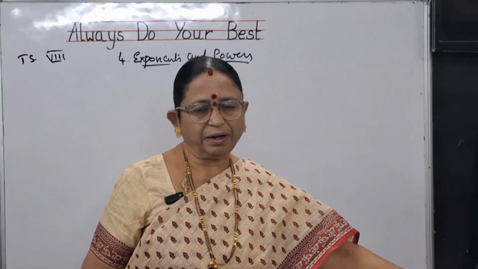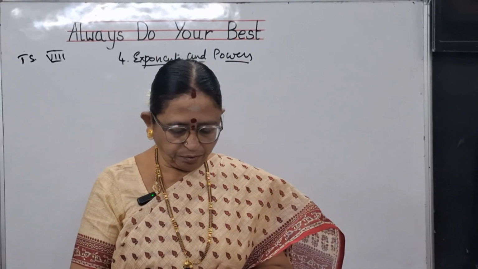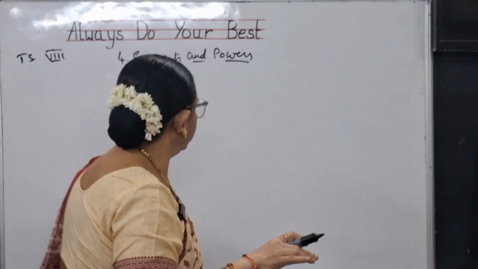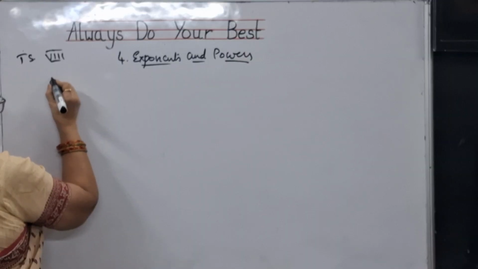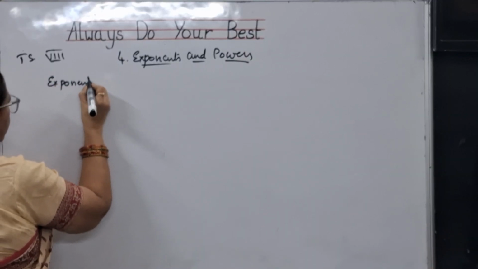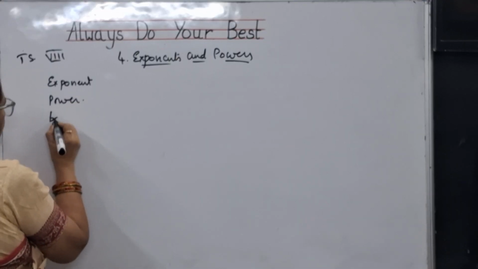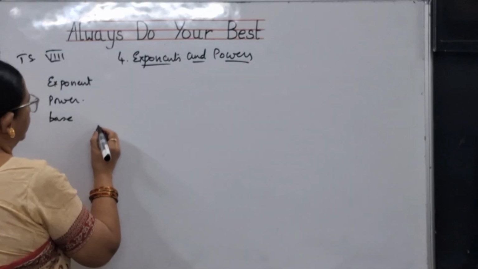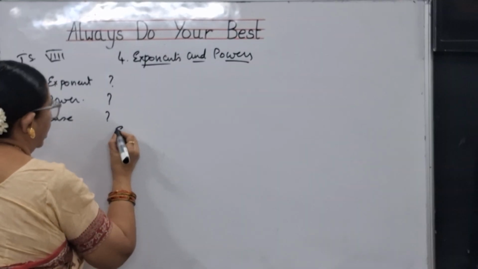I have completed the 8th class, 4th chapter constructions. Now I am doing the 4th chapter, exponents and powers. So let us have a discussion about what is exponent, what is power, and what is base. For this I am going to take an example to understand.